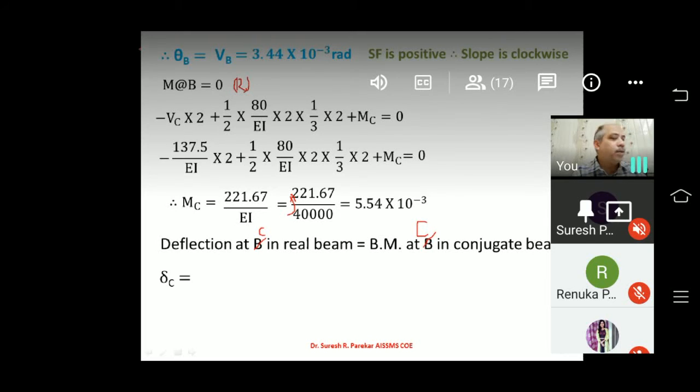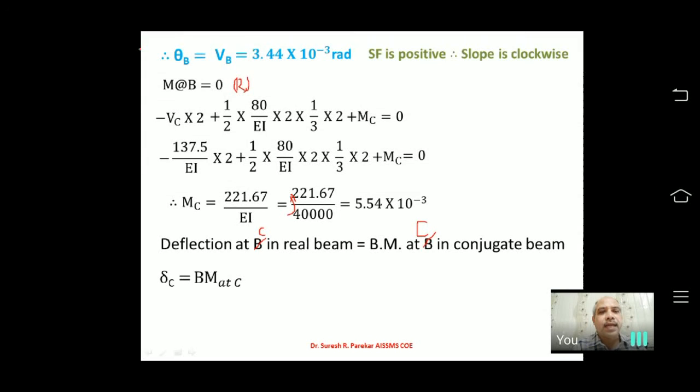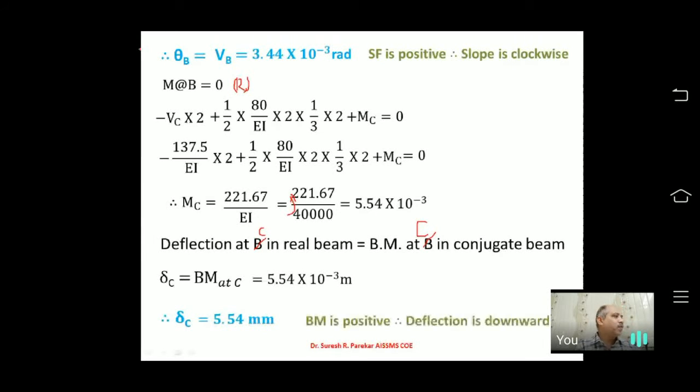So we have this bending moment that is delta C, and we have seen bending moment at C is equal to delta C, and we are going to get this value as 5.44 millimeters. So this is in meters, therefore we multiply by 10^3, and that gives me millimeters. So we can go in this way.